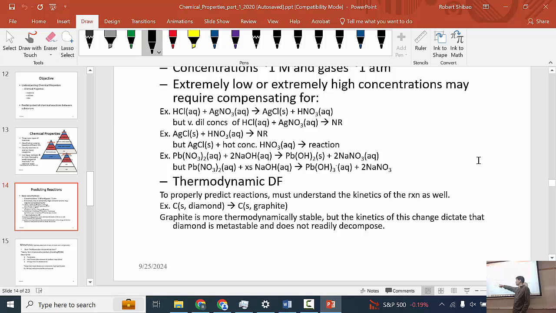So there's a driving force here. Diamond is less stable than graphite. So we're going from something less stable to something more stable, but diamonds are going to last pretty much forever because this transformation process is so slow. Graphite is what we call more thermodynamically stable, but the kinetics dictate that the diamond is fairly unreactive, and therefore we call it metastable. It should decompose, but it doesn't, and so there's metastability.